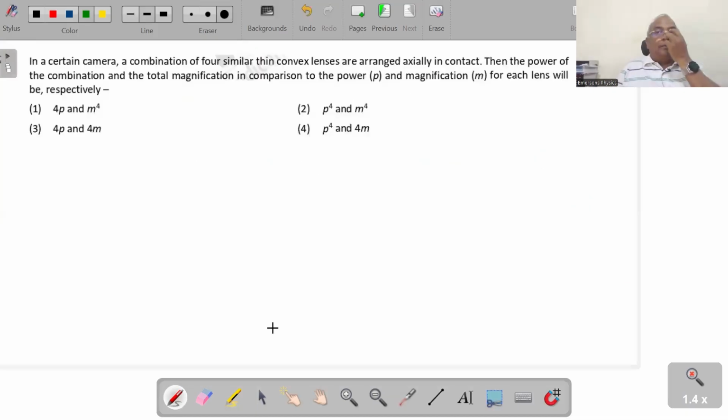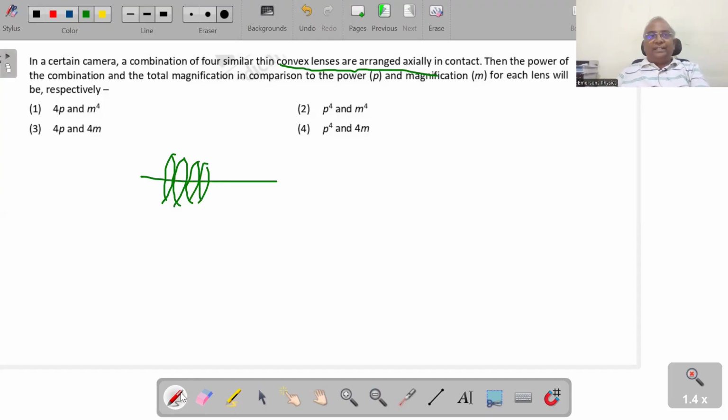Okay. In a certain camera, the combination of 4 similar thin convex lenses is arranged axially in contact. That means the first lens, second lens, third and fourth are connected axially. Okay, then the power of the combination and the total magnification. Net power is equal to P, this is the net power.